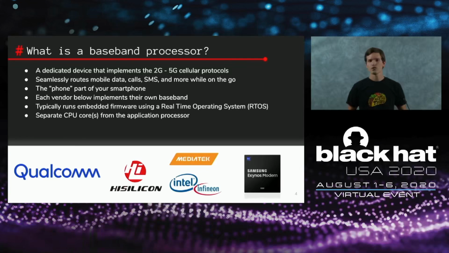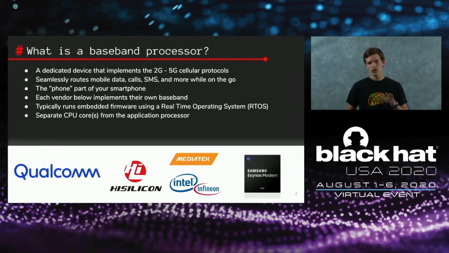Before we get really deep into the weeds, let's make sure everyone's on the same page. I want everyone to know what a baseband processor is. It's effectively a dedicated device that is implementing the 2 through 5G cellular protocols. This pretty much allows you to walk outside of your house without a Wi-Fi connection and be able to get data, calls, SMS, and the like. And it really is the phone part of your smartphone.